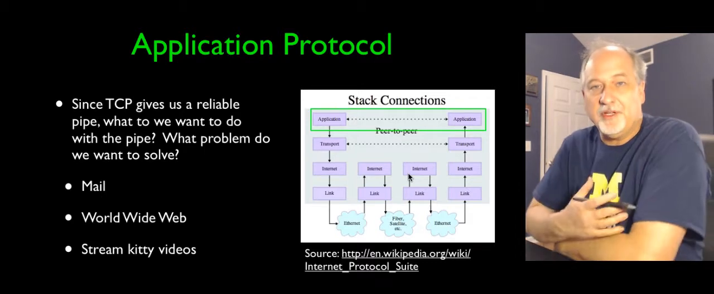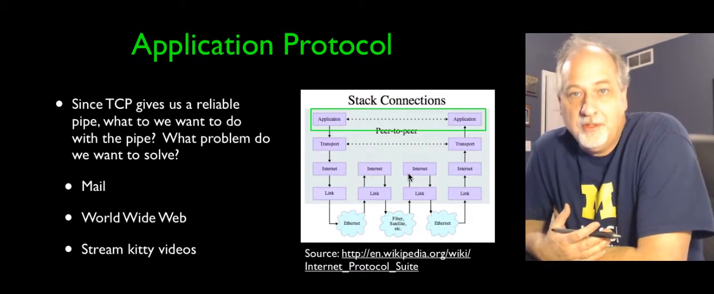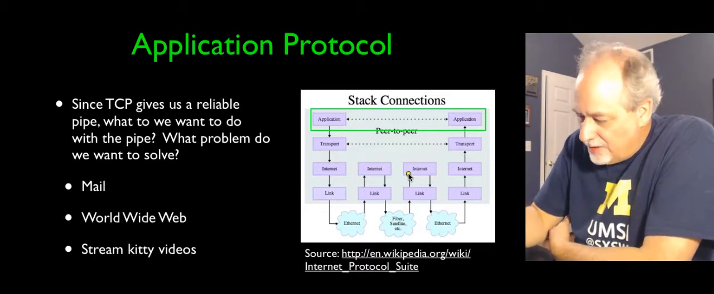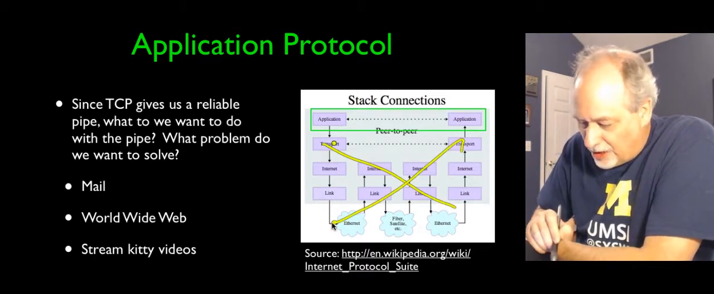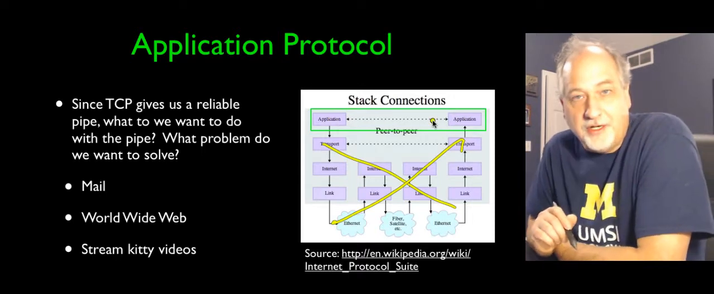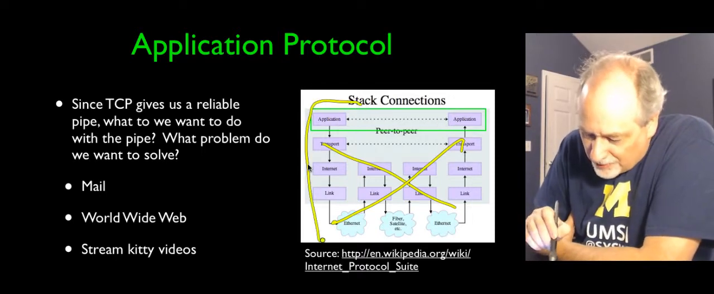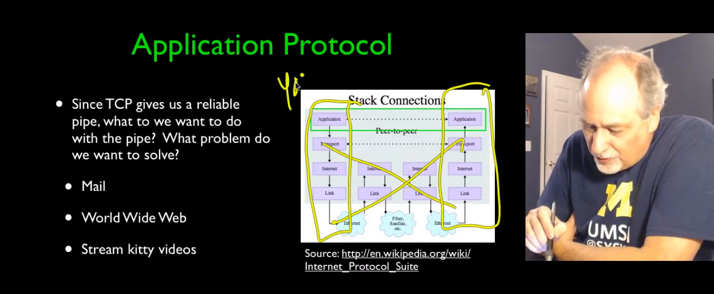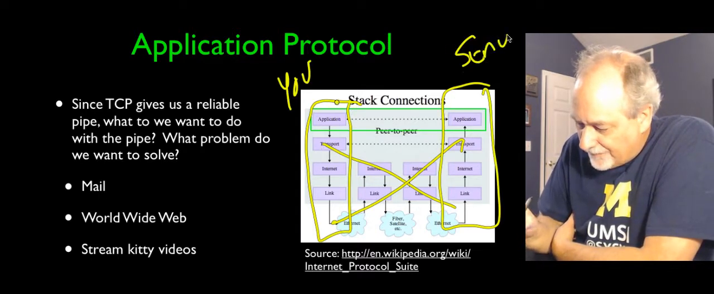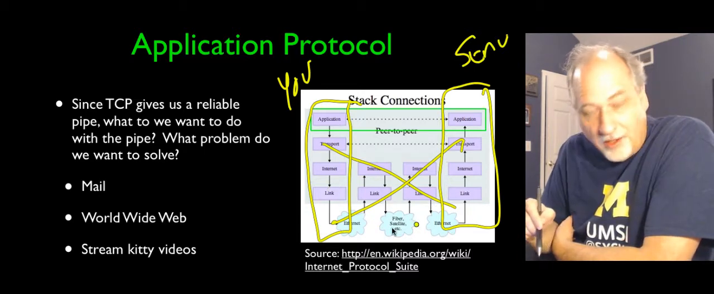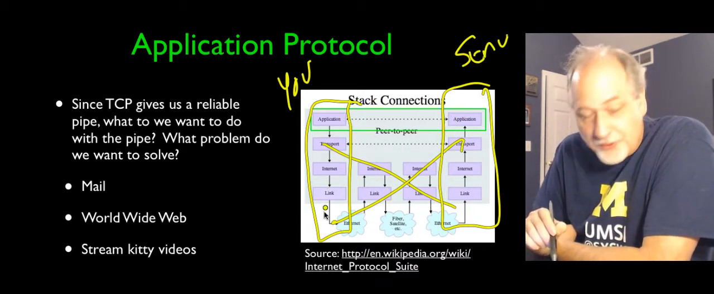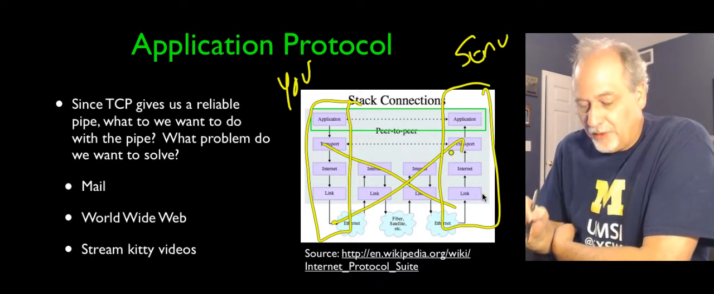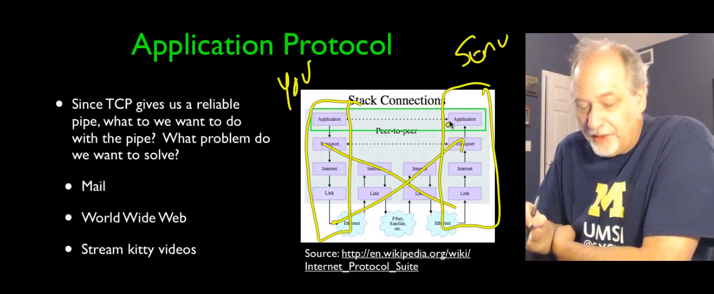So TCP is giving us this reliable pipe. We're going to ignore all the rest of it. All we're going to say is we have an application on this end, on our computer. Now remember, this is your computer, and say this is the server. So this is you, and this is the server. All the software is running in your computer, and all the software is running in the server. So the question is, what are we going to do between these two things?